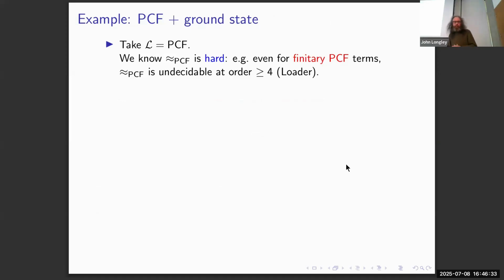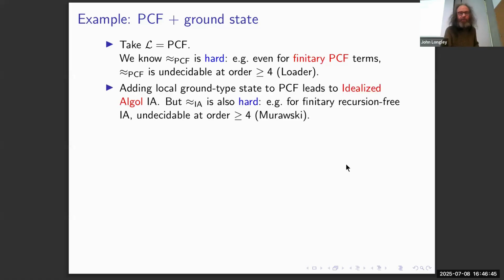So take L to be PCF, for example. We know from Ralph Loader's result that, in a technical sense, observational equivalence for PCF is hard to characterize, as an undecidability result, even for finite returns. Now let's extend PCF by adding local ground type state, and that leads to the language known as Idealized Algol.